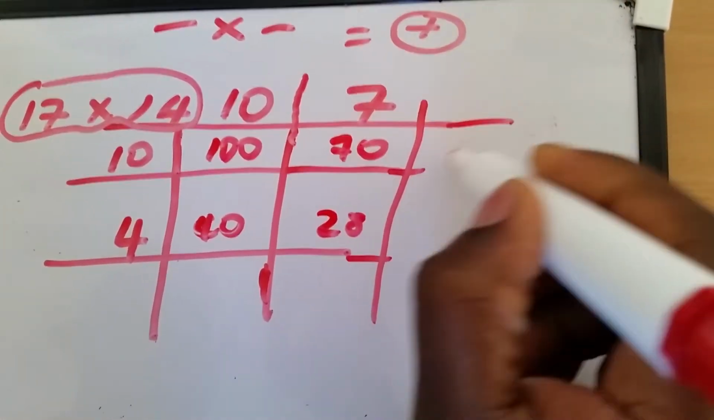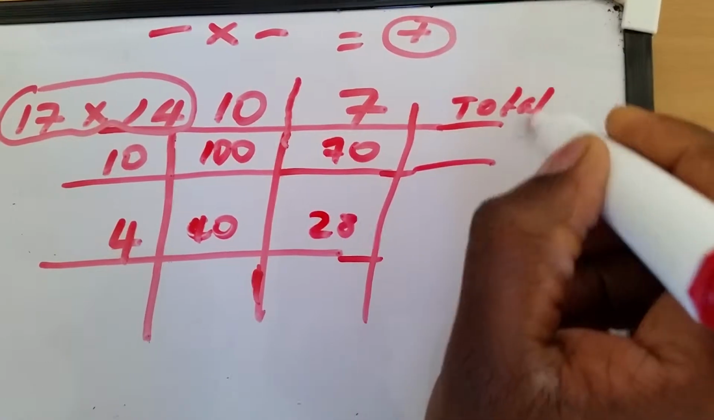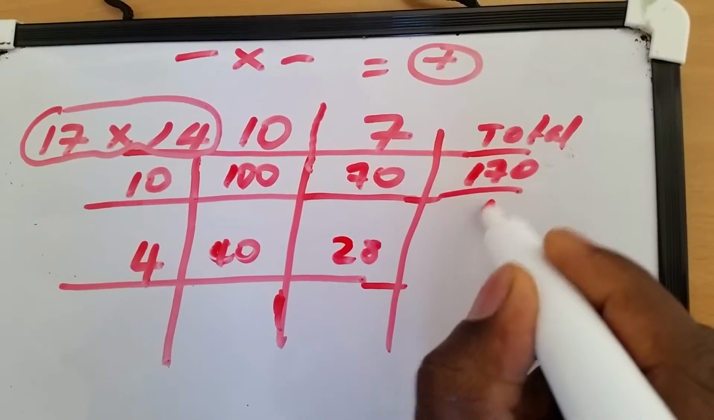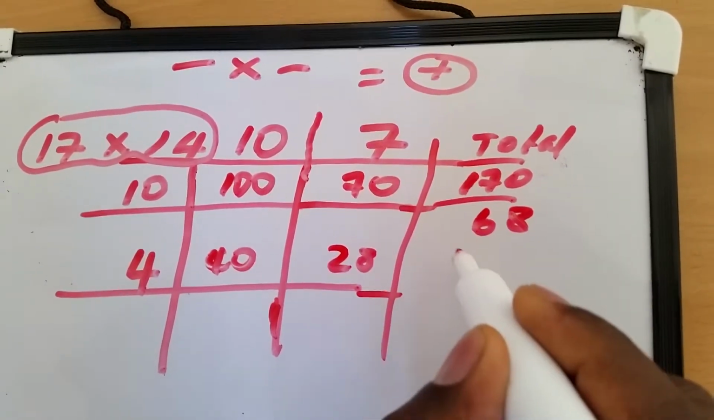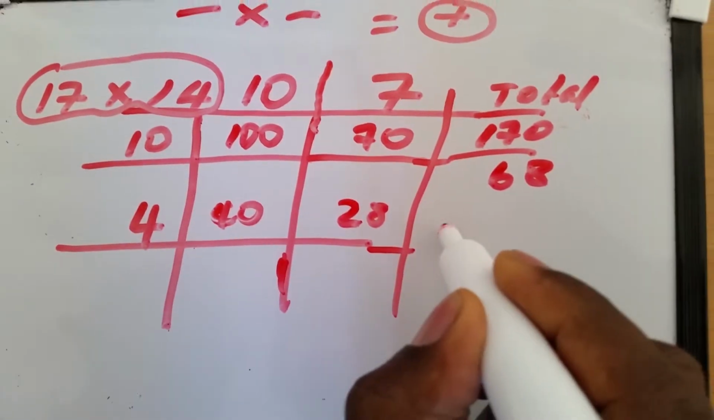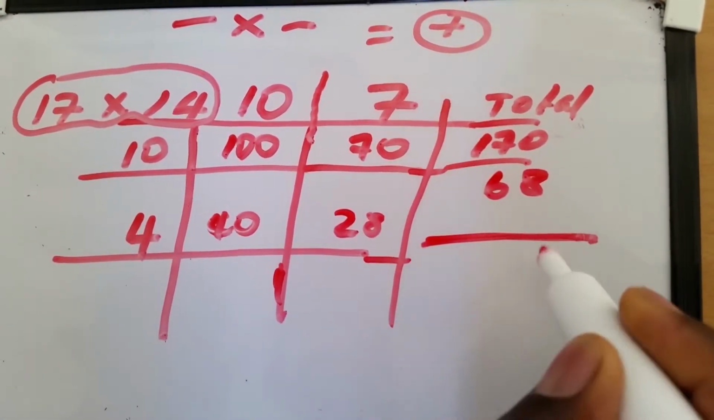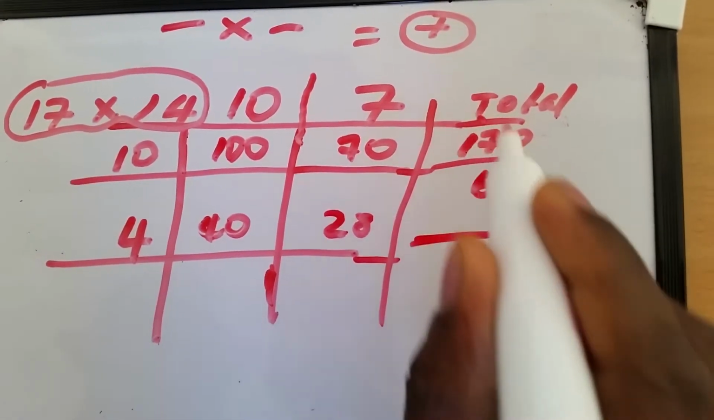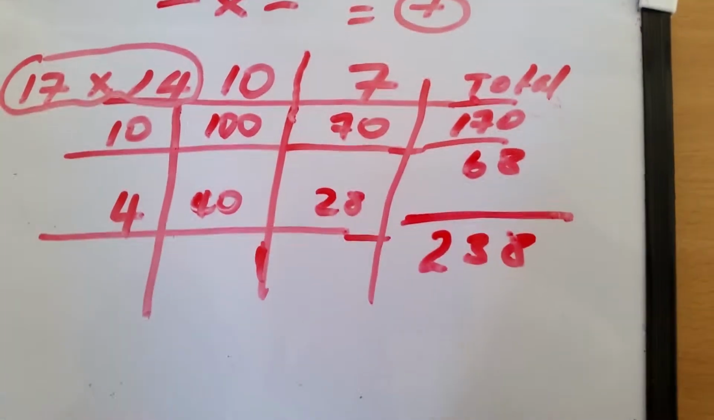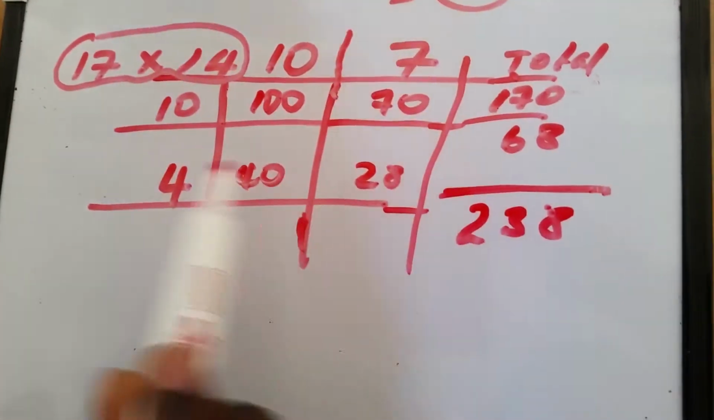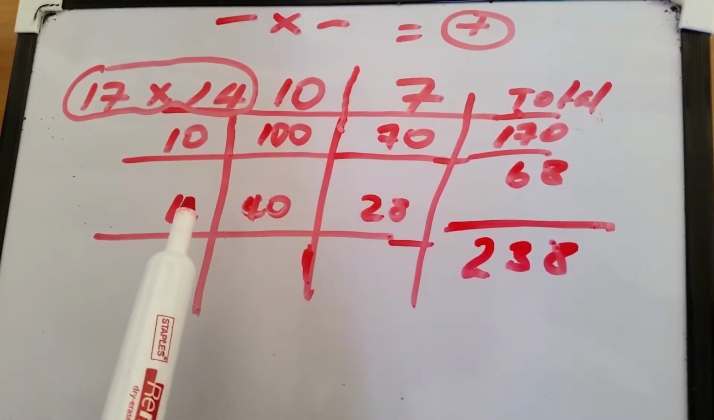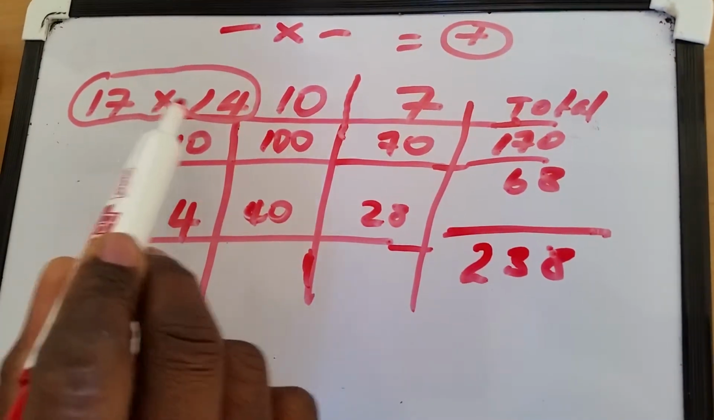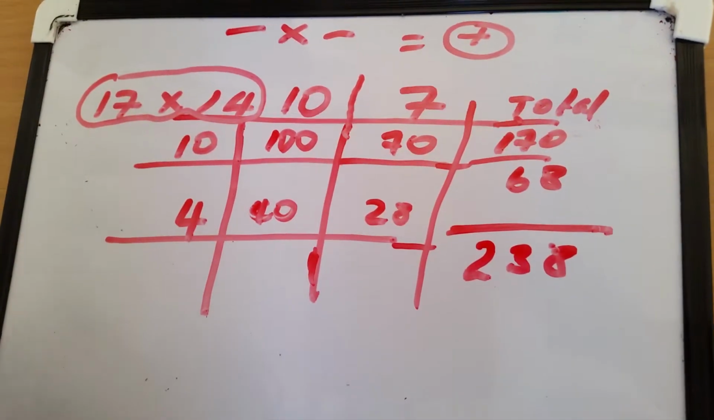So we can add these up together to total, and that would give us 170 plus 68. Okay, so we'll add those two together, and that gives us a total of 8, 7 and 3 is 10 and 3, carry the 1, so 238. So this calculation gives us 238. So 17 multiplied by 14 equals 238.